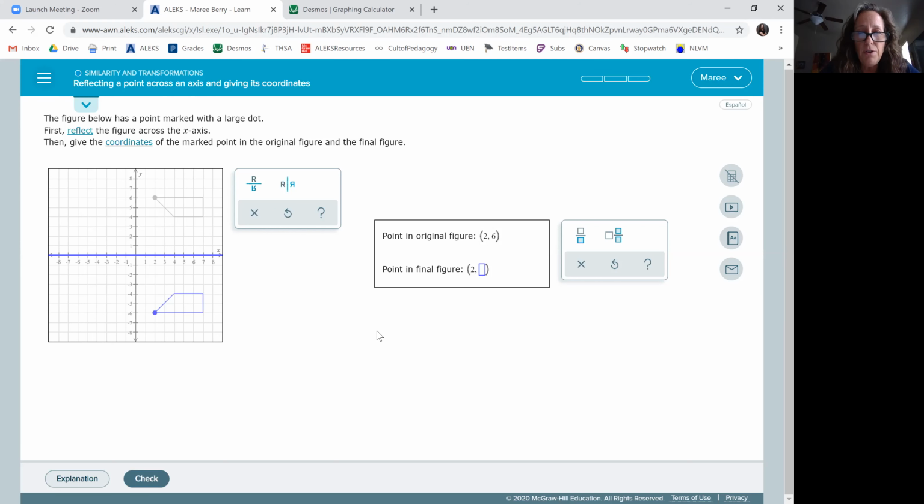So one thing you'll notice, if you're reflecting in the x-axis like this, the y values just are opposites. So if one's positive, it just goes negative. Like the example previously, if we were reflecting in the y-axis, it was the x value that went negative. So that's kind of pretty cool when you reflect across an axis.